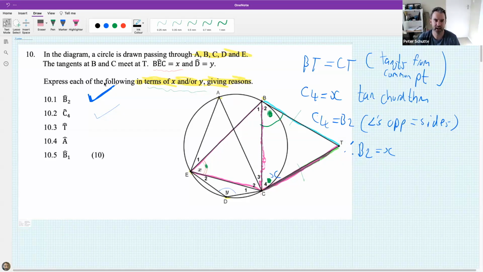Okay, let's try and find C4. Oh, wait a minute. We've solved for C4 along the way. So we did this one already. C4 is X by the tan chord theorem. So let me do it again, because I think I've lost some of you. So let's go back and get rid of all the messy stuff.